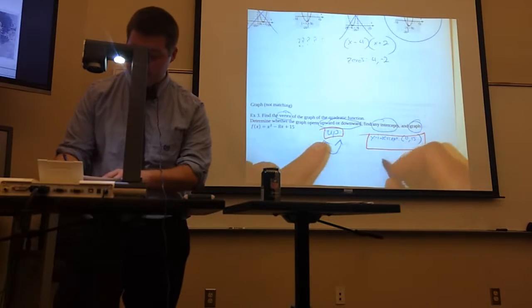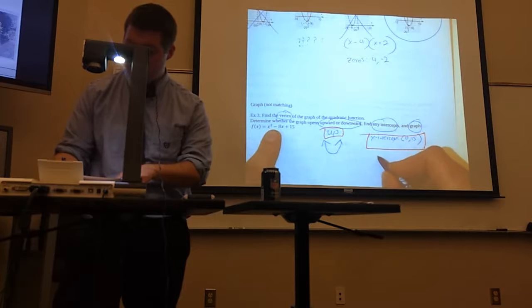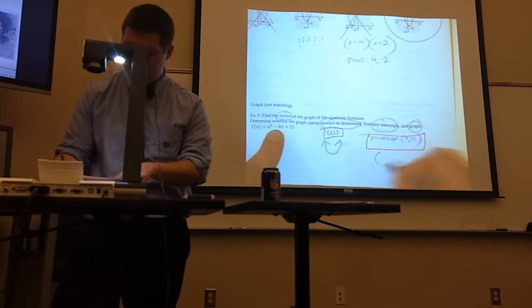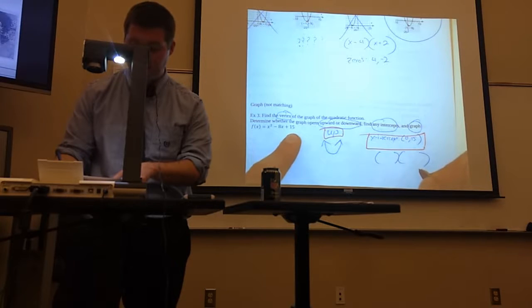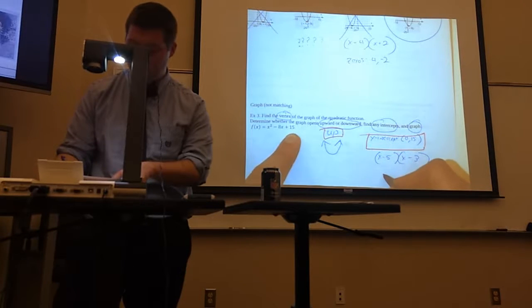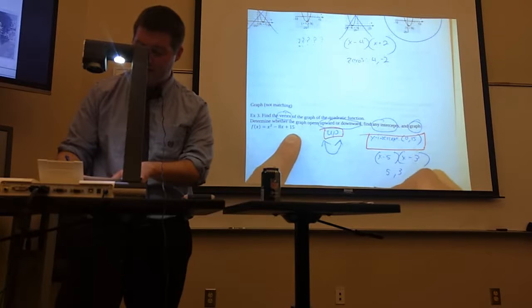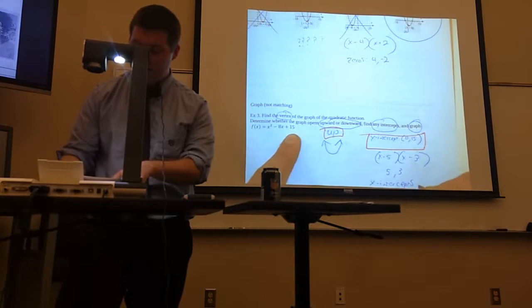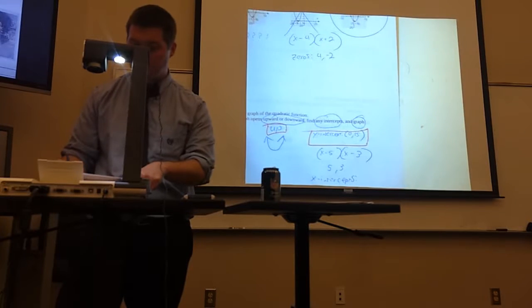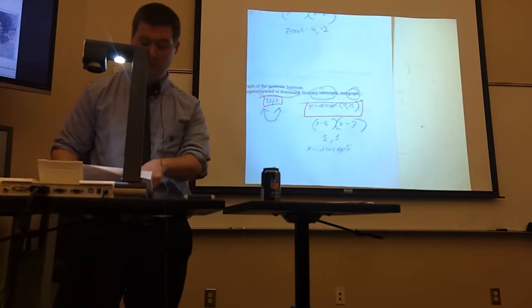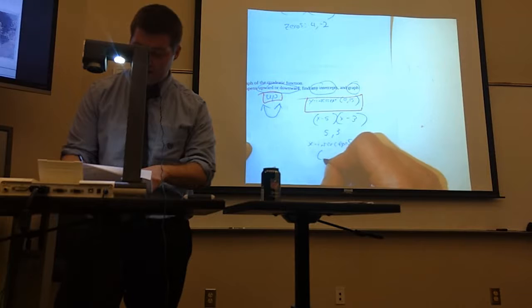To find the x-intercept, we want to factor this? This looks familiar. Yeah, I was about to say, we just did this. So we've got 5 and 3 as our zeros, as x-intercepts. We write the ordered pairs.